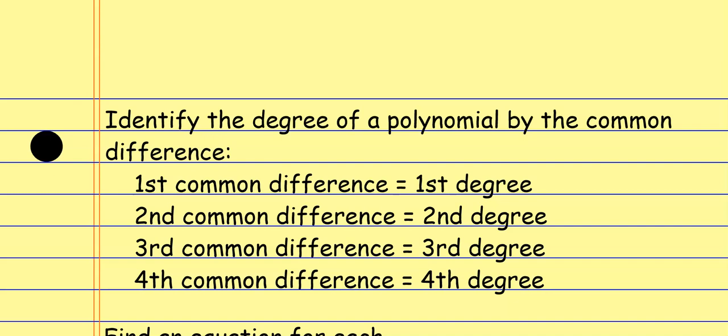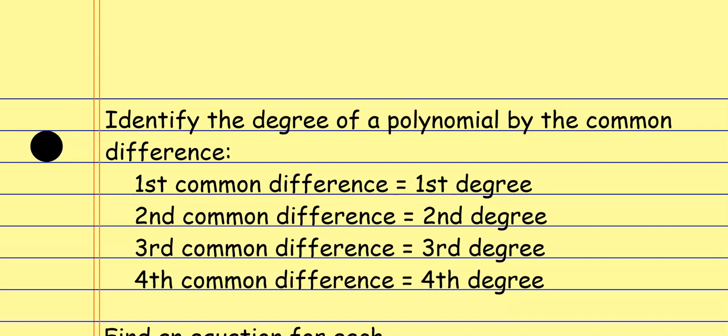So I have one round of common differences where I look at what am I adding each time, and then I just look at it again. So I look at the difference between the differences. And if the second round gives me the same number each time, it means I have a second degree polynomial because it's a second common difference. If they're not the same, then I keep going. I look at the differences of the differences of the differences, and I just keep going.